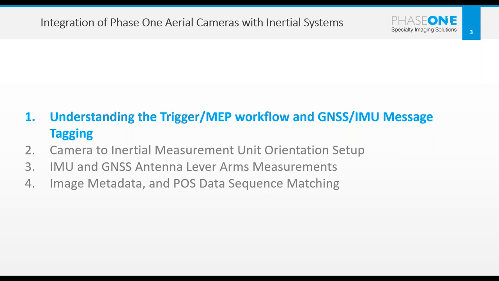The first one is understanding the trigger and mid-exposure pulse workflow and GNSS IMU message tagging. The second will be the setup for camera to inertial measurement unit orientation. And the third will be IMU and GNSS antenna lever arms measurements. And the fourth will be image metadata and pose positioning and orientation systems data sequence matching. Okay, so here we go. Let's start.